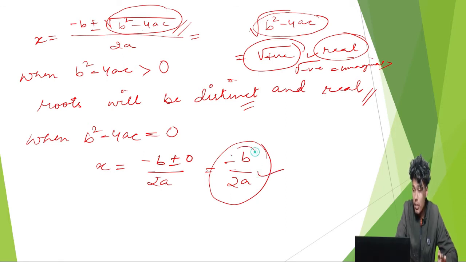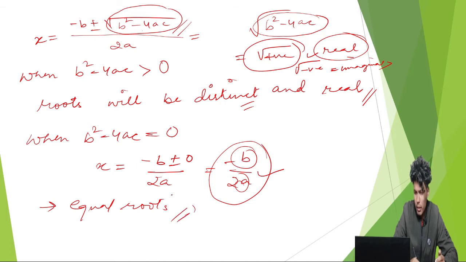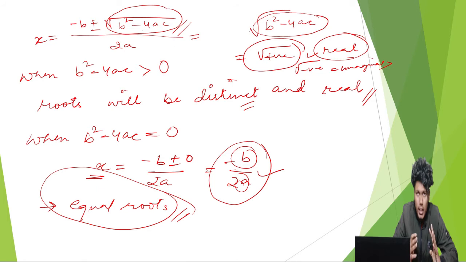For the given values of a and b, the roots will be equal. Both the roots will be equal. So there will be two values of x, and both those values will be equal. We are going to see this in the coming questions. So that's all.